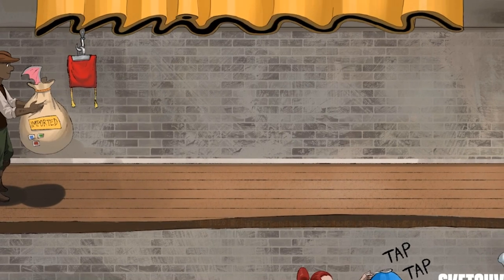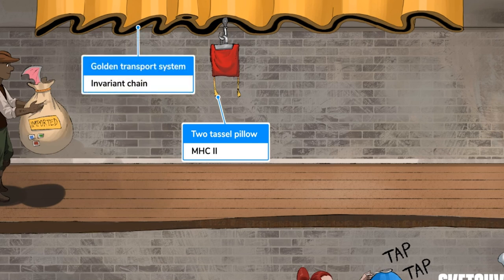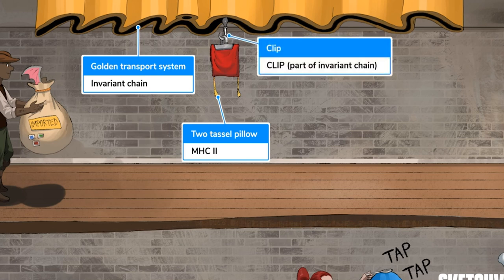Now, simultaneously, you'll notice the 2-tasseled pillow, representing MHC2, getting moved along this royal kitchen's golden transport system by the invariant chain. The invariant chain has a few roles here. First, it helps the MHC2 move from the endoplasmic reticulum through the Golgi apparatus and to the endosome, and it also prevents interference from other unwelcome wandering peptides by blocking binding to MHC2. The large clip on top of the 2-tasseled pillow represents the clip portion of the invariant chain, which blocks the MHC2 binding site. Nothing else is allowed to rest on the fancy pillow, it's only for imported dragon meat.